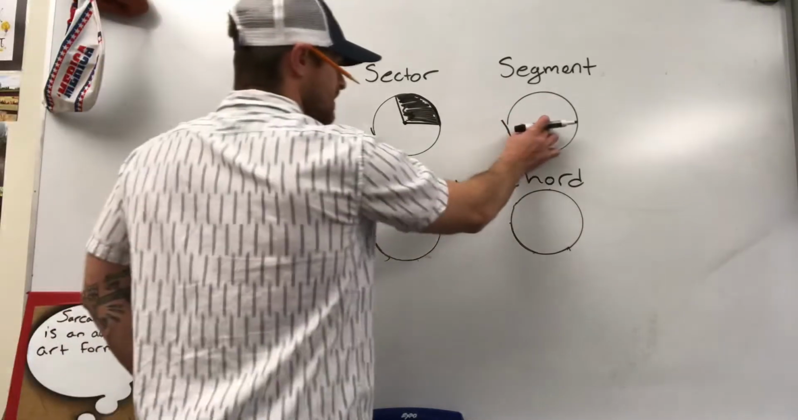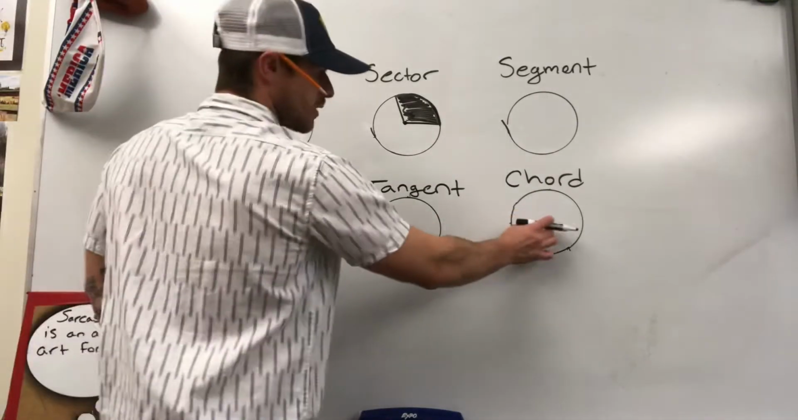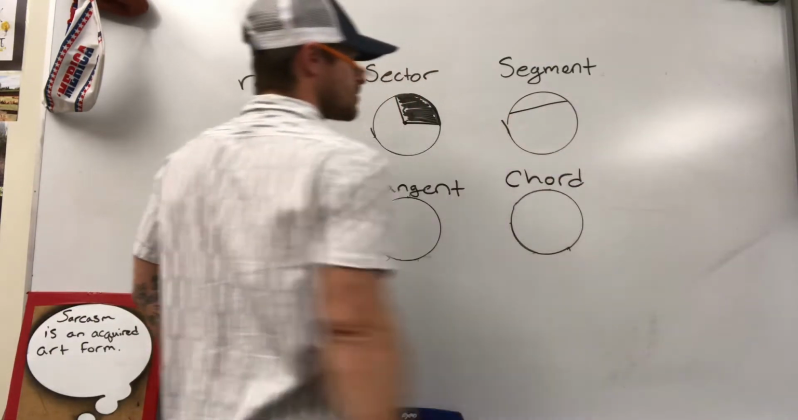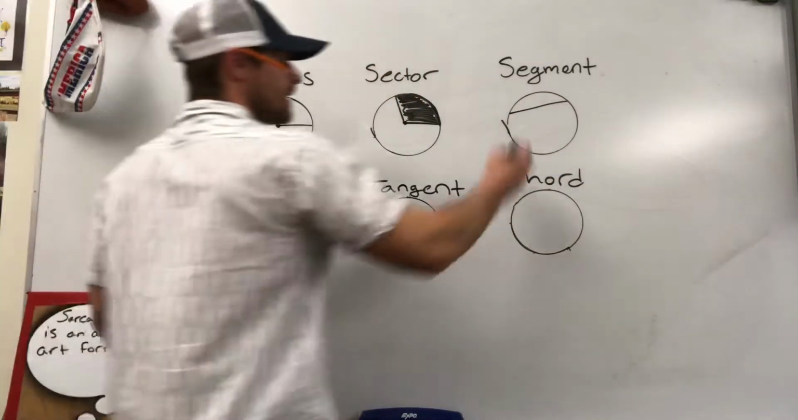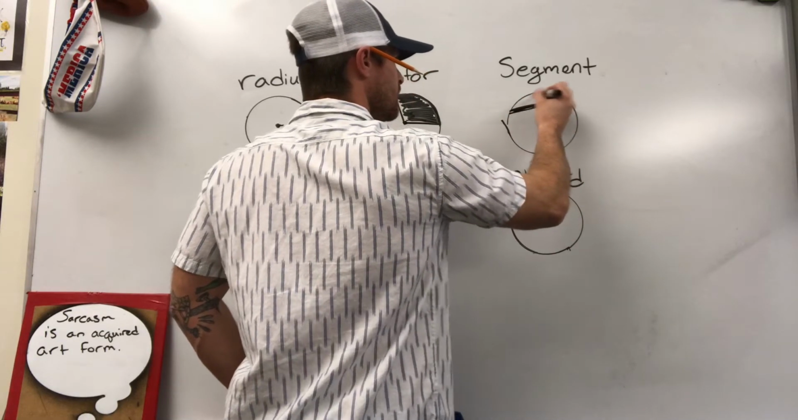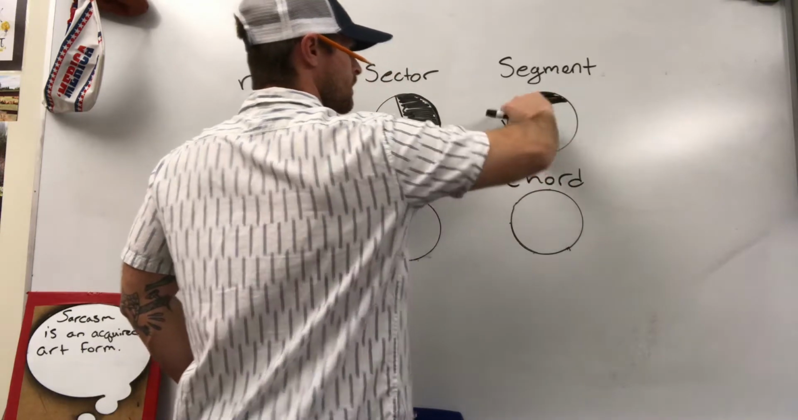A segment is created from a chord. We'll talk about a chord down here, okay? But a chord goes from one edge of the circle to another edge of the circle, and the segment is the part of the circle bounded by the chord and the arc.